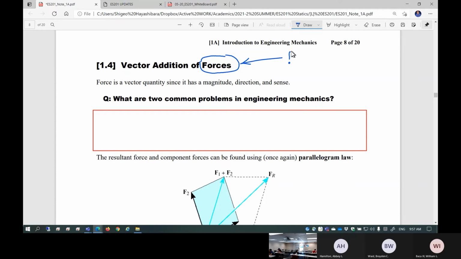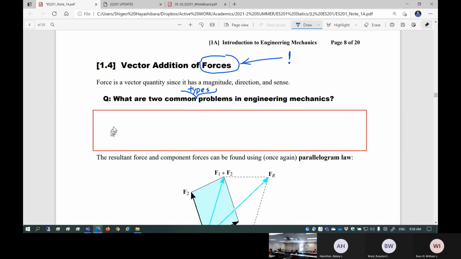So let's just try to solve some real engineering problems. Usually it involves force. Force is a vector. That's a good thing. So let's begin with a question. Once again, question: what are two common types of problems? Here we go.